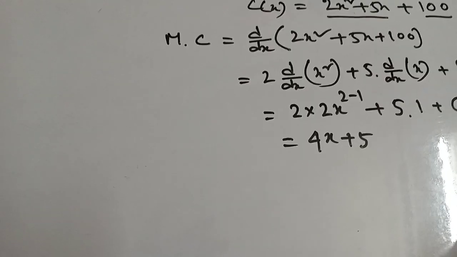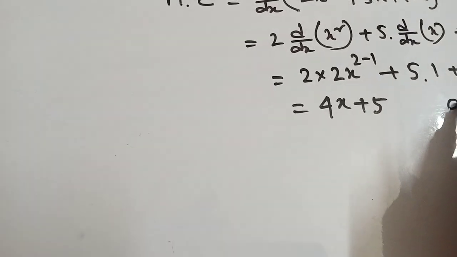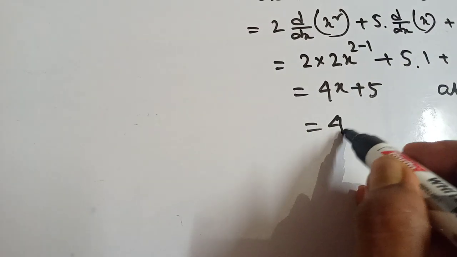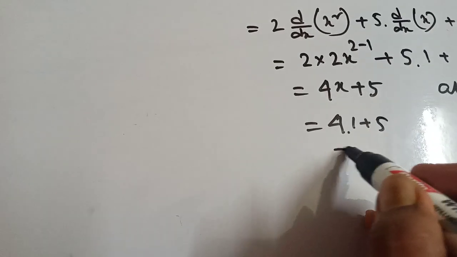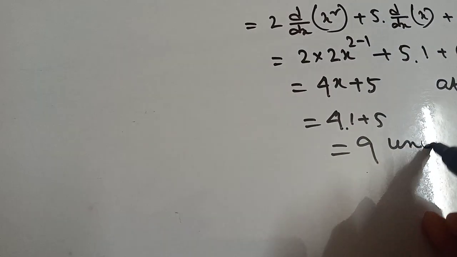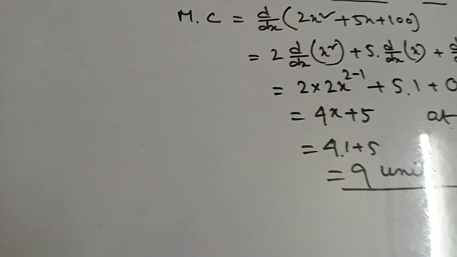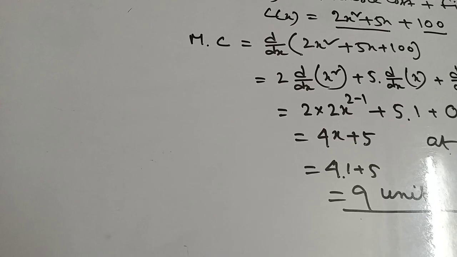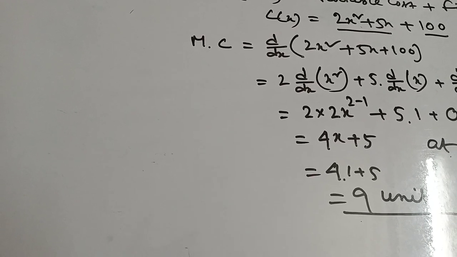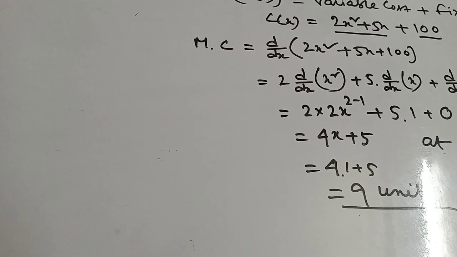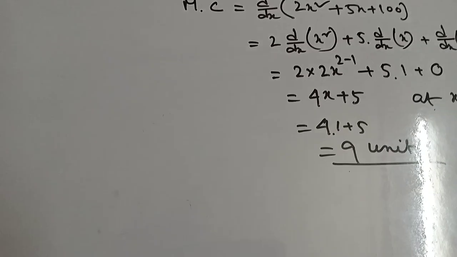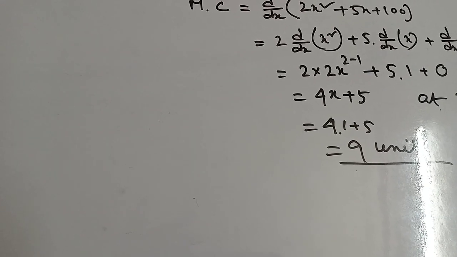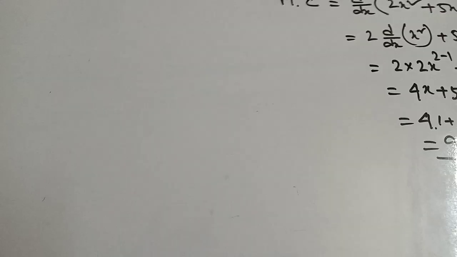Now if asked, find marginal cost at x equal to 1, then it will be 4 into 1 plus 5, that means 9 unit. Marginal cost is 9 unit. Now total cost is variable cost plus fixed cost. Our marginal cost means dx of total cost. Then you will get marginal cost.